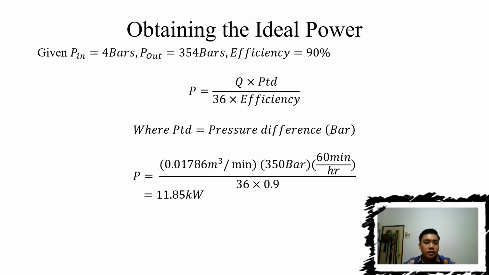So next we will obtain the ideal power of this plunger pump. So the formula given is actually P equals to the volume flow rate multiplied by the pressure difference divided by a constant 36 and the efficiency of the plunger pump, which is rated at 90%. So after putting in the values, we got a power rating of 11.85 kilowatts.